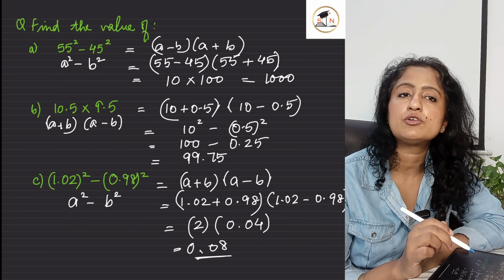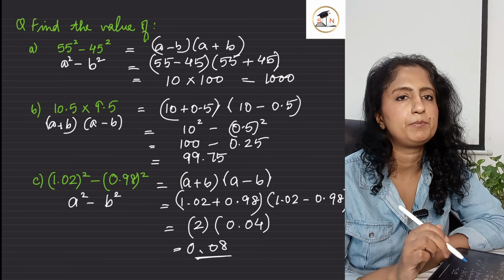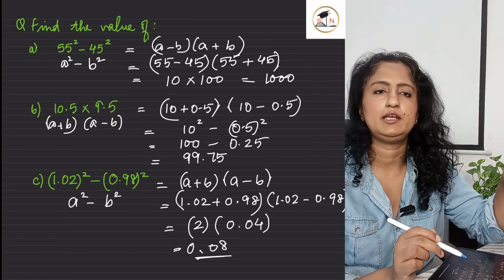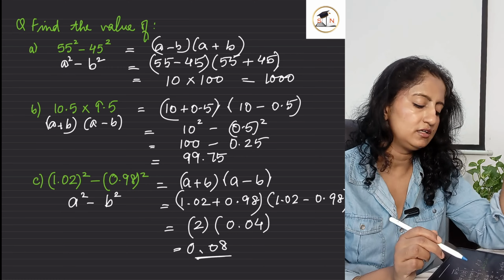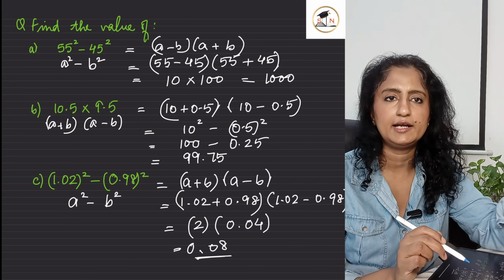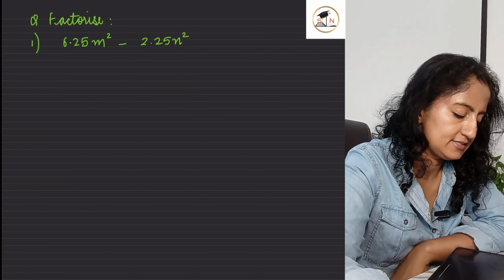I am sure that you must believe that the calculations were so easy when we applied the third identity, be it any question on this screen. The first, second, third calculations actually turned out to be easier using this identity. Okay, now moving on with factorize.